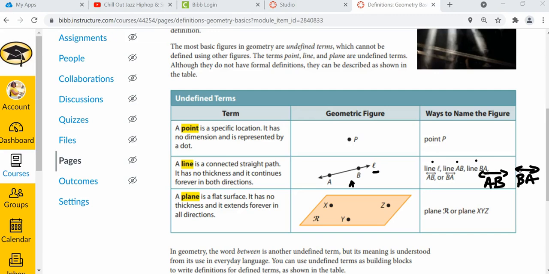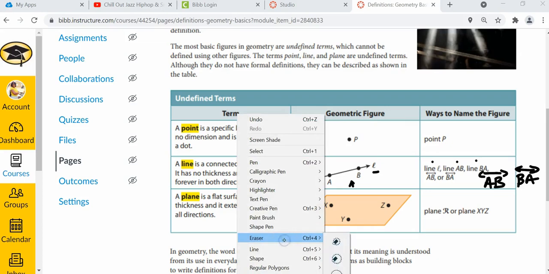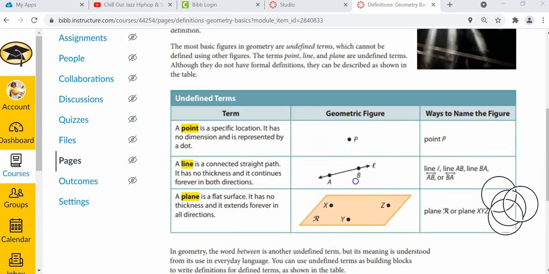So go ahead and write down your definition for a line, draw your figure, and write down the ways in which you can name this line. You can pause the video at this point to continue with it.